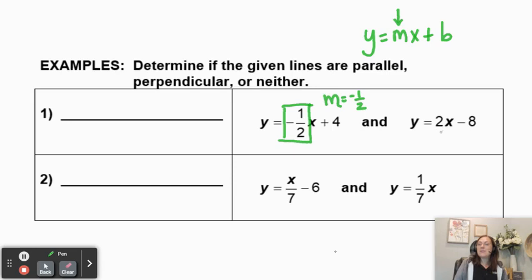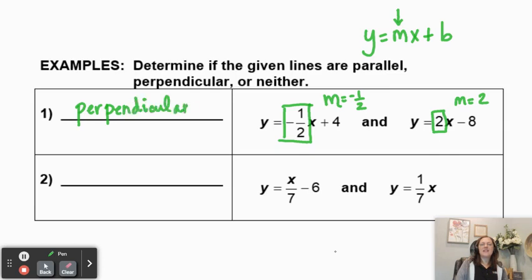If we look at y equals 2x minus 8, then you can see that this slope is 2. So are these two lines parallel? Well, that's just really asking, do they have the same slope? That's a no, right? Are they perpendicular? Are their slopes opposite and reciprocals? And that's a yes. So these are perpendicular here.